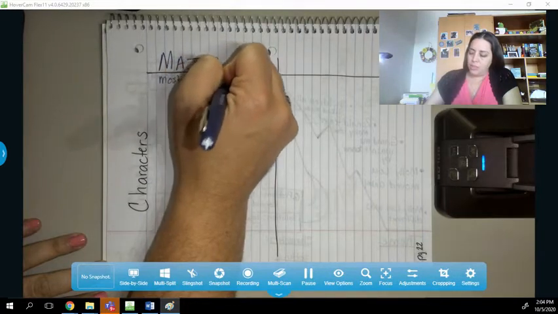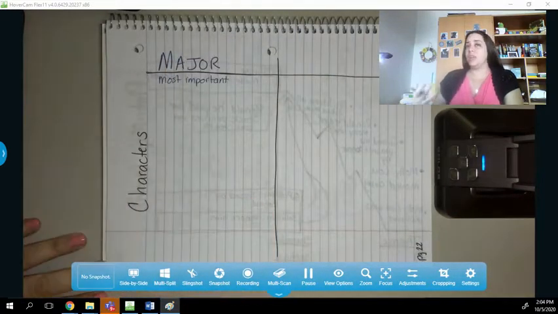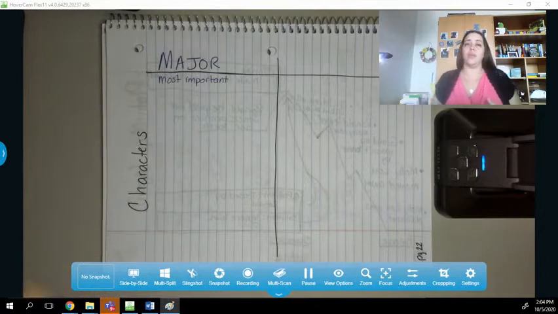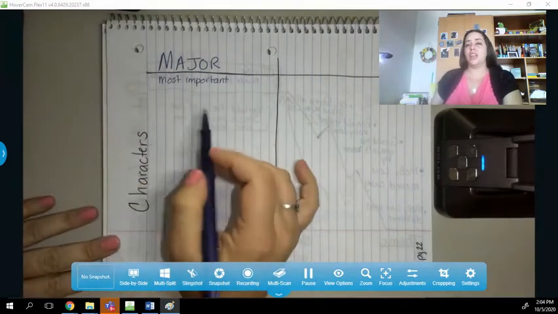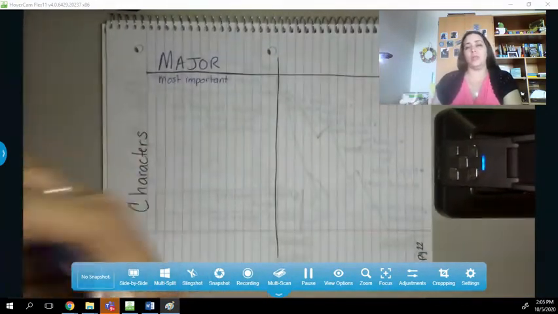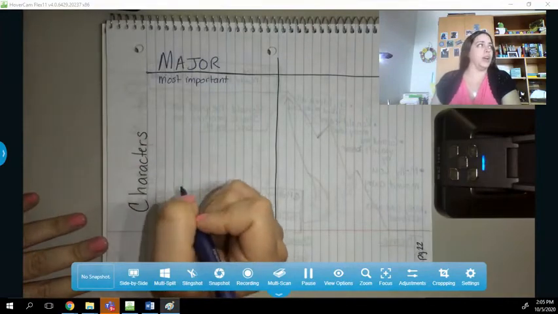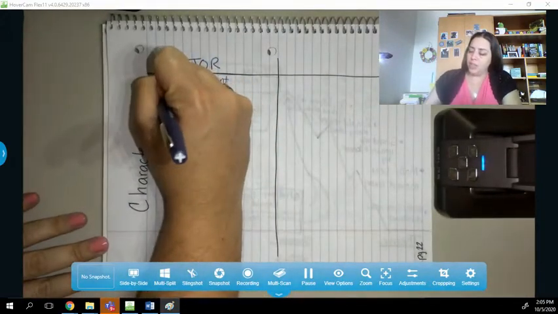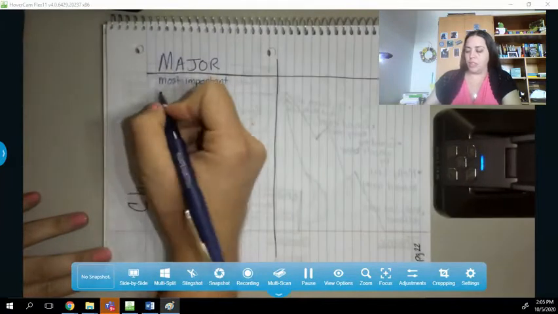Now, without these major characters, we would not have a story. So without them, there's nothing going on in there. We might have a couple of people wandering through, doing some things, but there's not really any story. There's not a problem. Nobody's trying to solve the problem that's going on. And we have some very special names that we call these major characters.